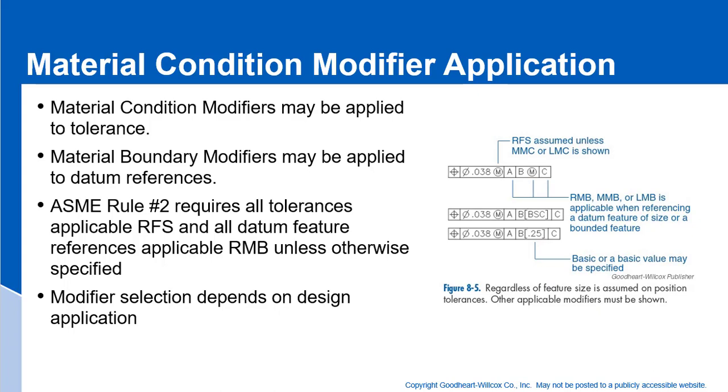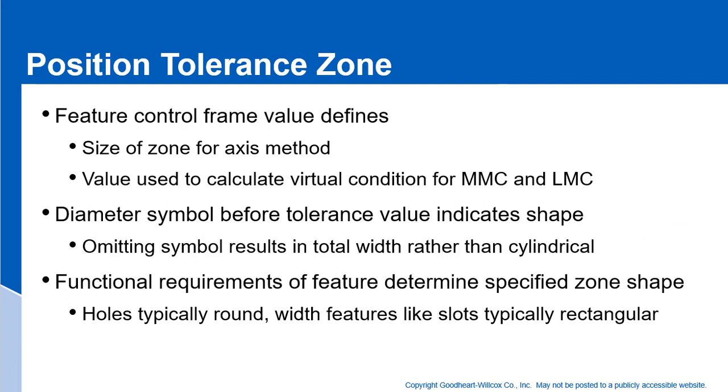Let's talk a little bit about the positional tolerance zone. The feature control frame value defines the position tolerance zone, the size for the axis method. And again, we're talking about the axis method. I'm going to make a separate movie about the axis method. It's not pertinent to what we're talking about right now, but I'll make a separate movie for that and post it in this unit. The axis method actually came up in chapter 5, and I'll go back and try to explain that to you a little bit better.